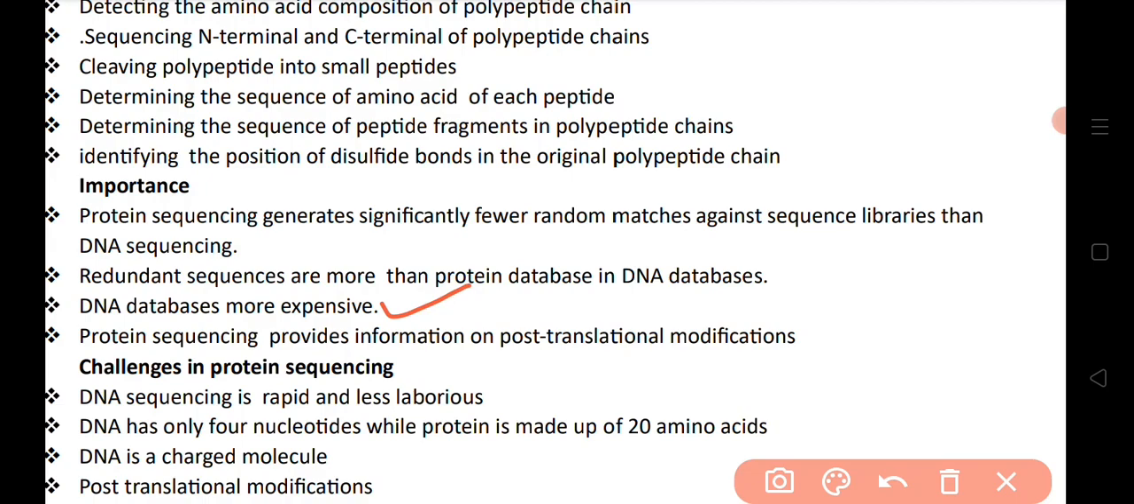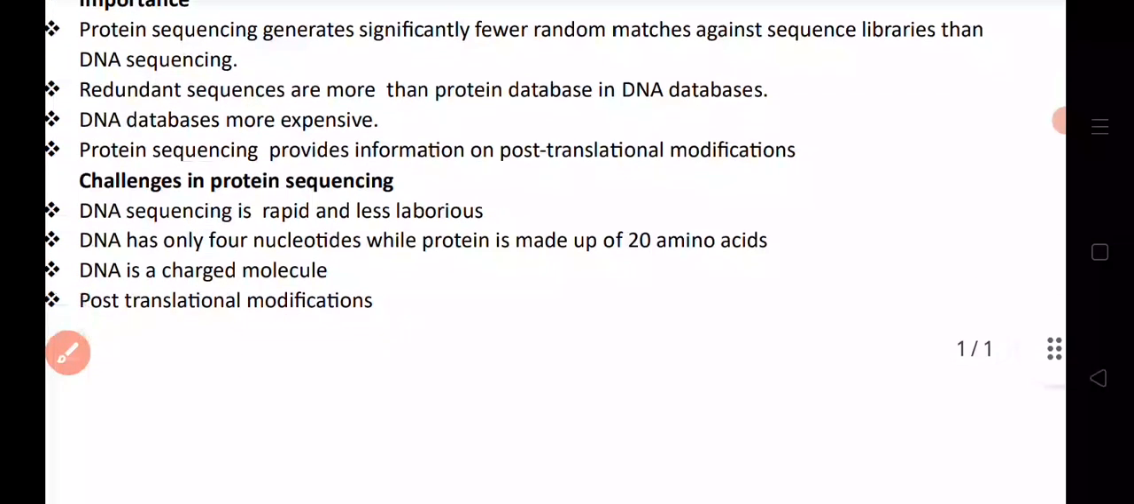The next point is that protein sequencing provides information on post translational modifications. Now, translation is a process in which protein is formed at the ribosome from messenger RNA, and there are certain modifications in protein which are called post translational modifications. These post translational modifications are important, and their understanding is especially important for finding the causes and treatment of different diseases. Now, the last section of today's video is what are the challenges in protein sequencing?